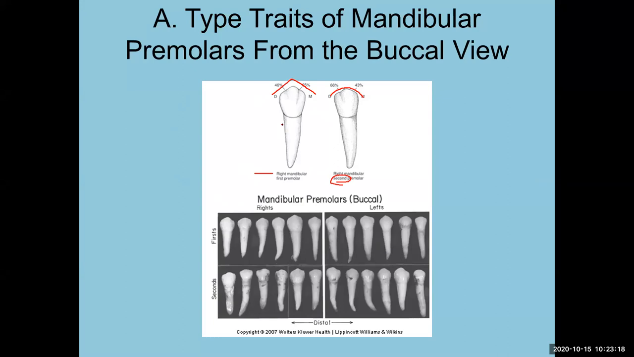As you move more distally, even though the CEJ curves more on the mesial, the CEJ on the facial and lingual curves less the more posterior you go. So comparing the two, the second has a slightly straighter CEJ than the first. Look at where this developmental groove is here. They're on different spots.